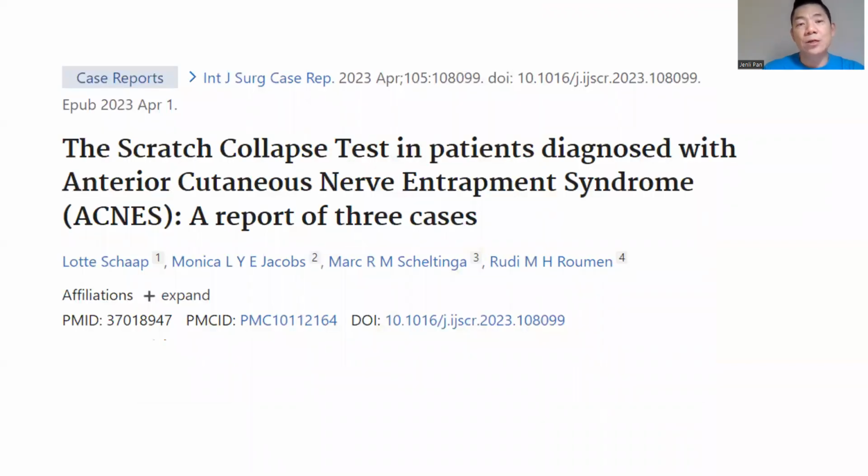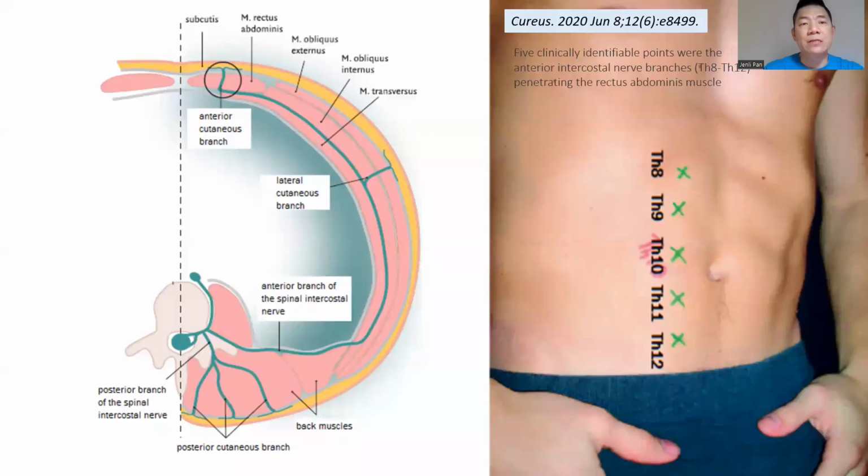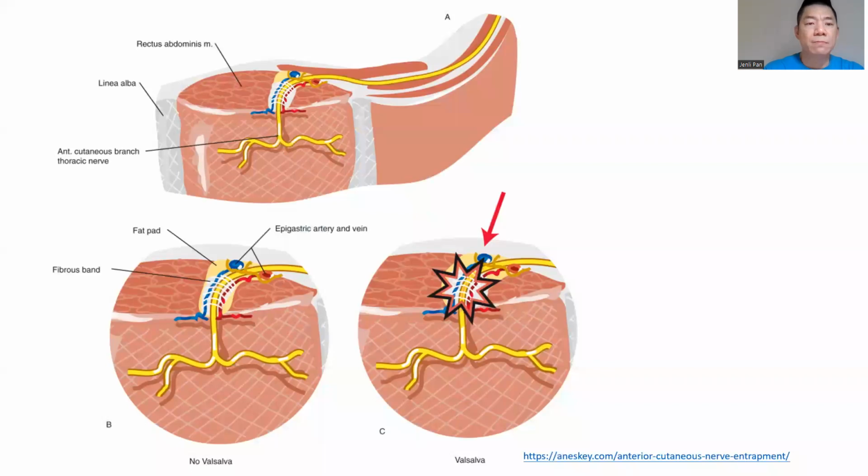Here we will show a video case of the scratch collapse test in a patient diagnosed with anterior cutaneous nerve entrapment syndrome on the belly. Anterior cutaneous nerve entrapment syndrome presents clinically with anterior abdominal wall pain. It is caused by the intercostal nerve piercing through to the skin of the anterior abdomen, and it can be entrapped on the muscular side of the innervated area.